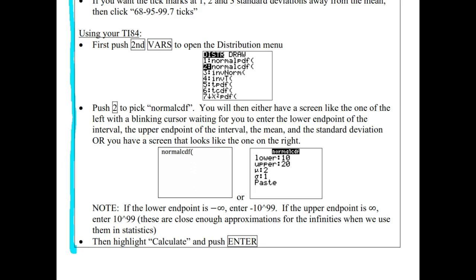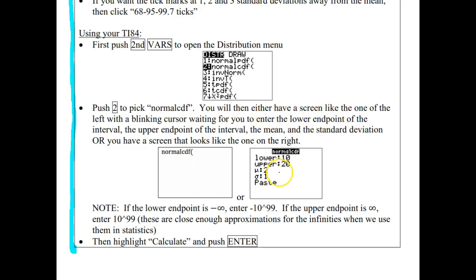StatCrunch saved us a lot of time in the last unit because we didn't have to input all of the lists of data. In these sections, we aren't going to have lists of data as we're dealing with probability distributions. So in the TI-84, we would push second variables to open up this distribution menu. And in here, the one that we're looking at for probabilities when we're dealing with a normal curve is normal CDF. So we would push 2 to pick normal CDF. And then we would have a screen that looks like one of the following.